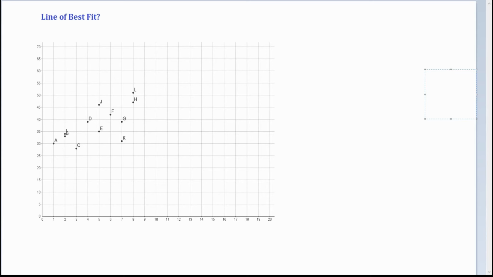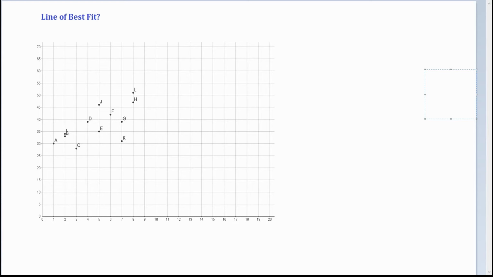Lines of best fit. So we can be given a scatter plot, which just means that there are several points plotted on a graph. Sometimes it looks kind of like a cloud of points. That's a scatter plot. We can be given a scatter plot and we can be asked, what is the line of best fit?